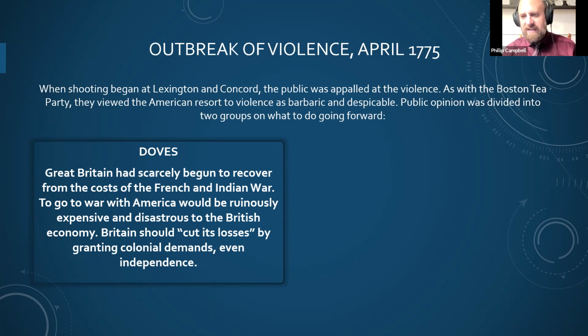That wasn't going to be discussed until later, and it wasn't going to be voted on until the following year. But you have doves in Britain already saying, hey, we would rather cut America loose entirely than go to war again. We've barely recovered from the first one that we just were in. Why would we go to war again? So I think it's interesting that some of the earliest calls for independence are coming from people in Great Britain who are saying independence is preferable to violence. That's how opposed they were to war.